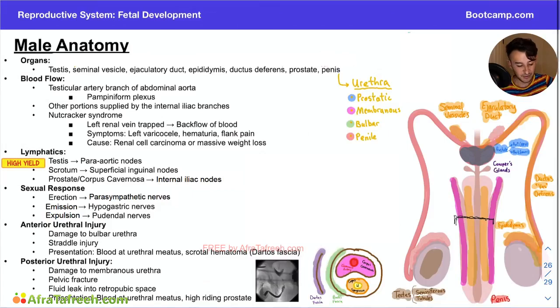So let's go ahead and zoom back out, and let's move our discussion to talking about parts of the urethra. So let's start out with the prostatic urethra, which we're going to highlight in blue.